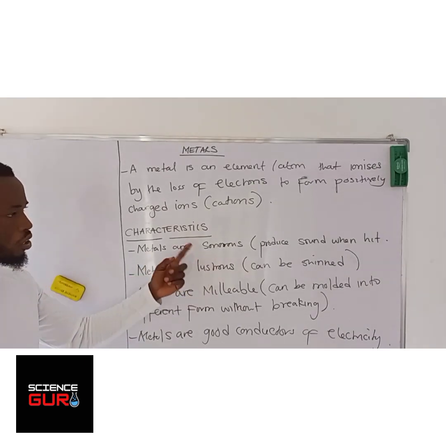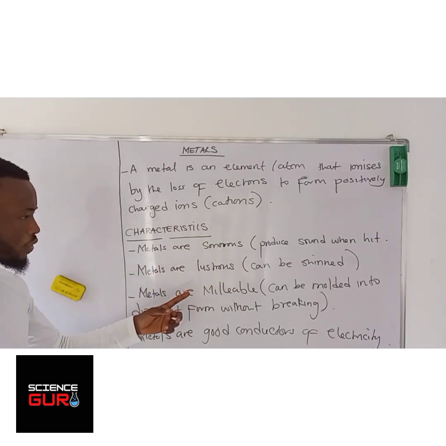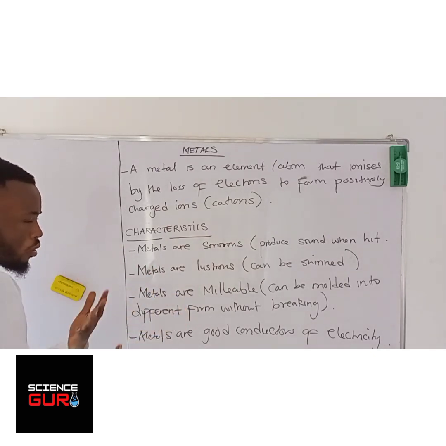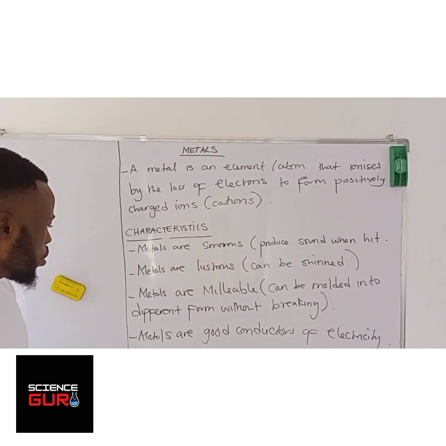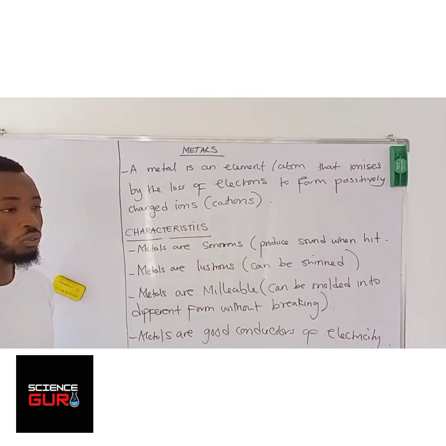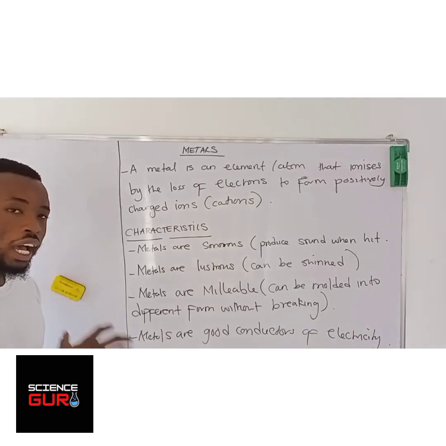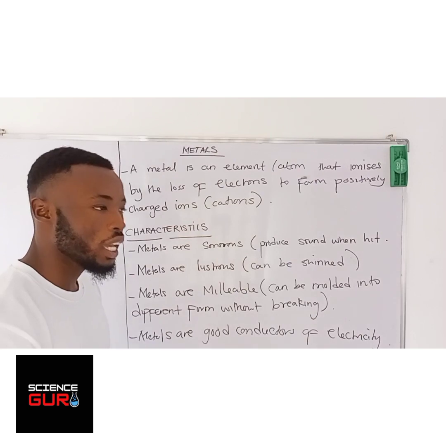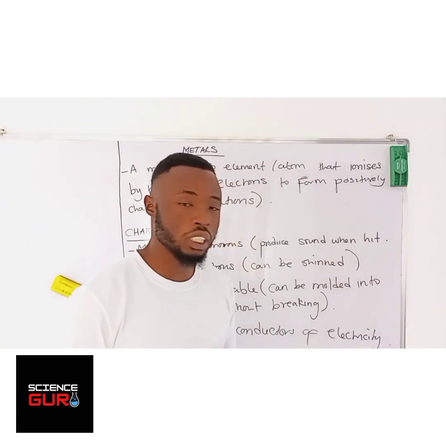Metals are sonorous, they produce sound. Metals are lustrous, can be shined. Metals are malleable, can be folded or molded into different forms without breaking. Metals are good conductors of electricity. Also, metals have a high boiling point and melting point.